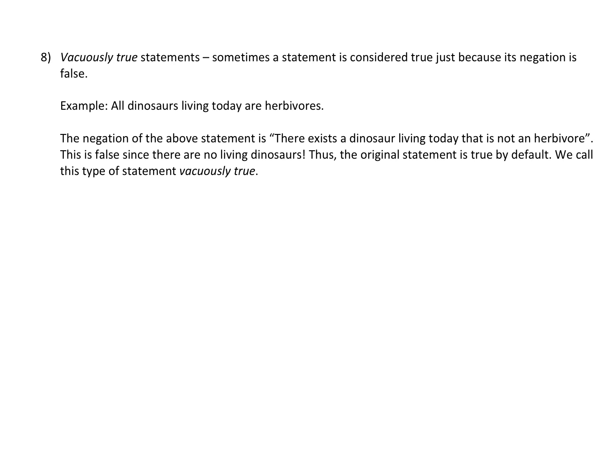And to make it even clearer why we call that true, we look at the negation. The negation will become a there exists. There exists a dinosaur living today that is not an herbivore, and that is false because there are no living dinosaurs, right? There exists a dinosaur living today? No, false. Thus, the original statement is true by default, and we call it vacuously true.